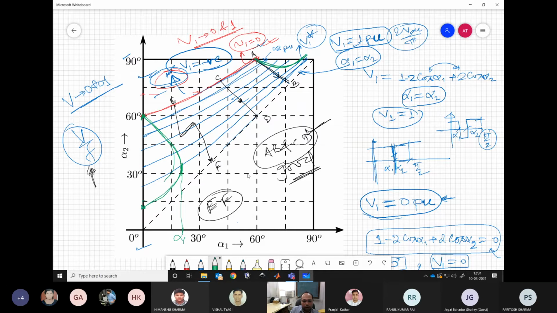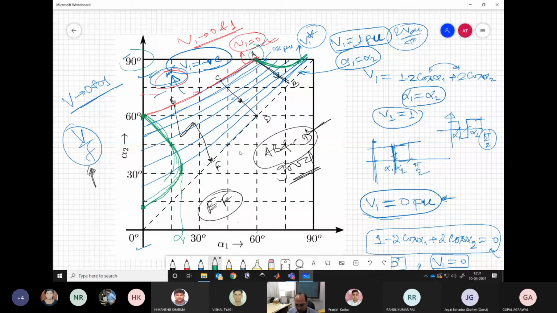So if you plug in the alpha value 60 degree, you have got 90 degree, right? This is the point which you have got. And for alpha 2 equal to 90 degree, you may get alpha 1 equal to some 84 degree or something like that. So this is another curve. Now, what does this mean? That we have multiple options for V5 equal to 0 if we have to operate.